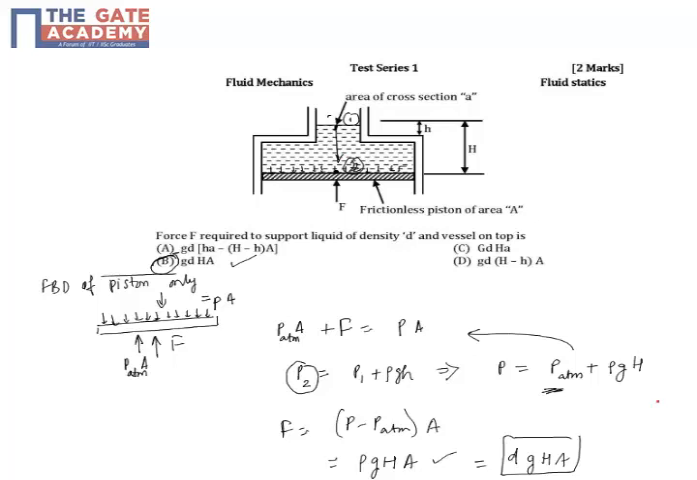Remember how this was derived. This was derived by taking a very small vertical column. So if I assume a very small vertical column here and then do the force balance, I end up getting this equation. So the size of the vessel doesn't matter. Okay, so this is the simplest way of doing this problem.